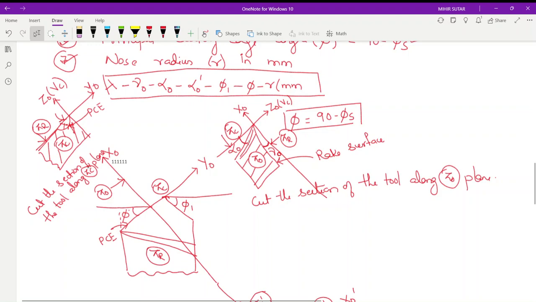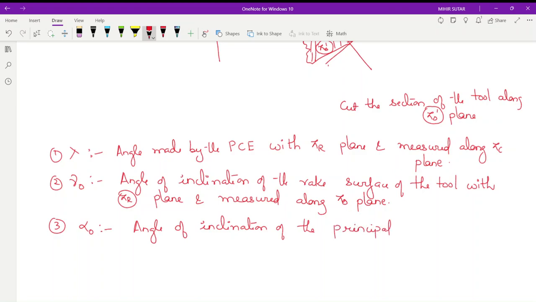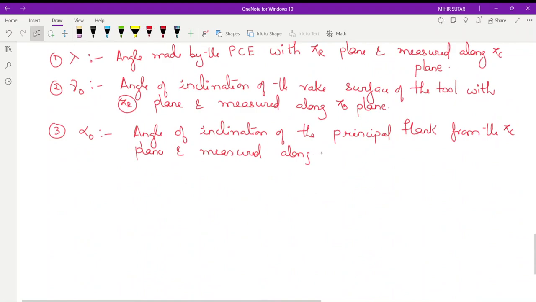Now next is the alpha o. Alpha o is the orthogonal clearance angle, and it is the angle of inclination of the principal flank. Angle of inclination of the principal flank with pi c plane and measured along pi o plane. So all definitions are in the figure itself. So check the figures properly and then write down.